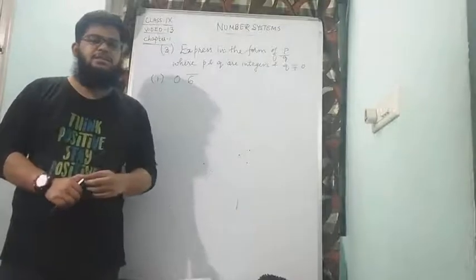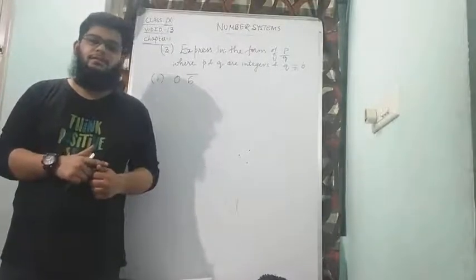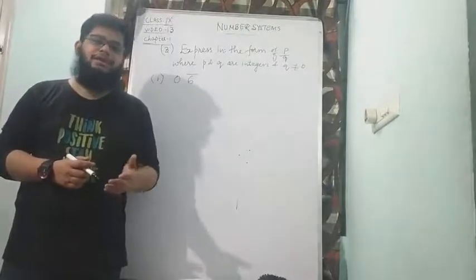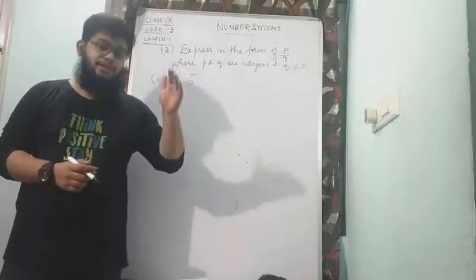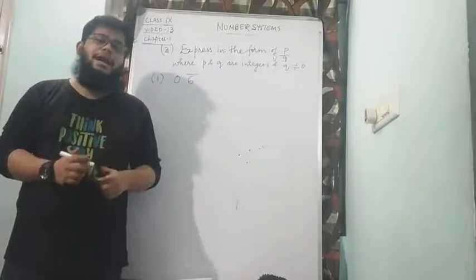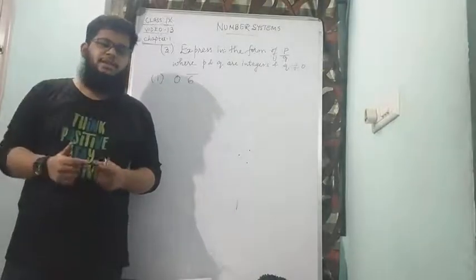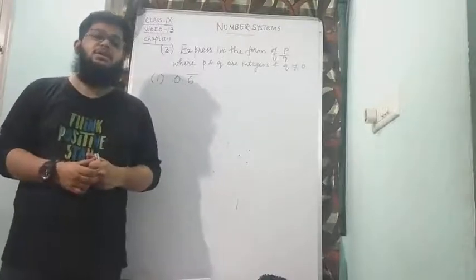In previous classes we have seen different kinds of decimal expansions: terminating, where the remainder becomes 0, and non-terminating recurring, where the remainder does not become 0. In other words, the division keeps on continuing, and the values in the quotient repeat themselves again and again, therefore it is called a non-terminating recurring decimal expansion.